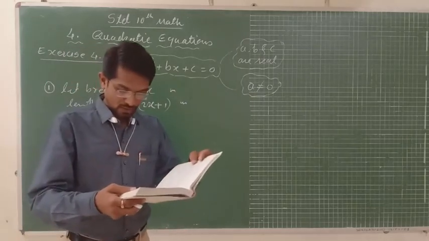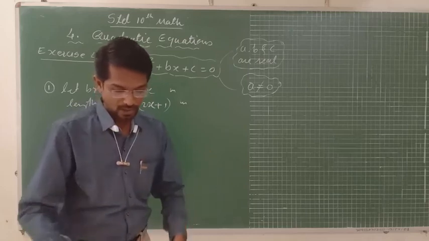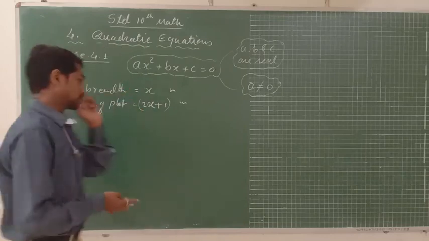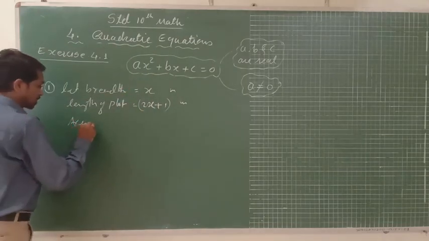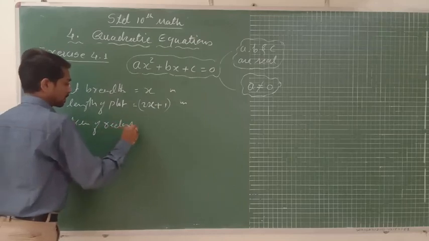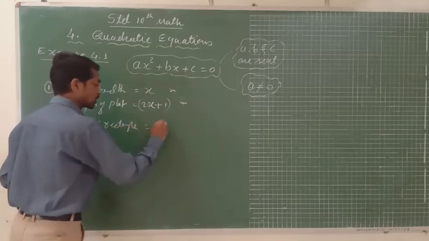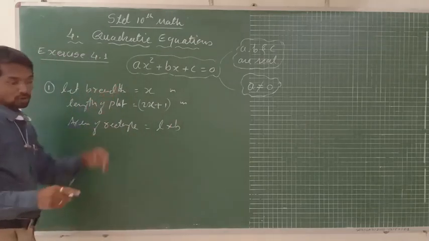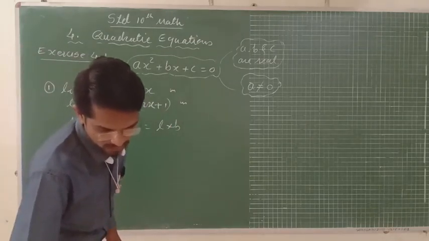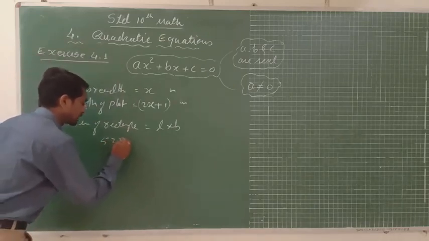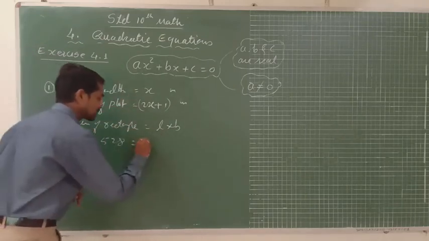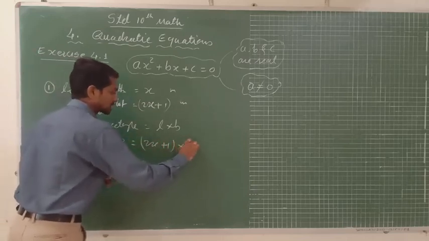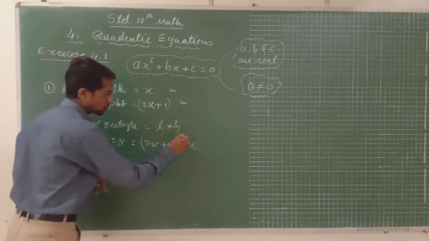Now the area of the rectangular plot is given as 528. You know the area of a rectangle is length into breadth. So the area of the rectangular plot is equal to length into breadth. The area is already given, 528. So 528 is equal to the length, that is 2x plus 1, into the breadth, x.